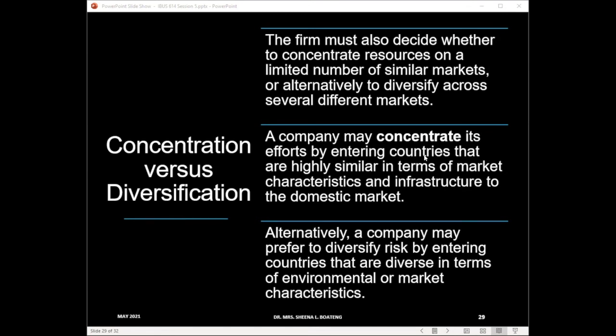Whereas alternatively, a company may prefer, rather than to concentrate, to use a more diversified approach.